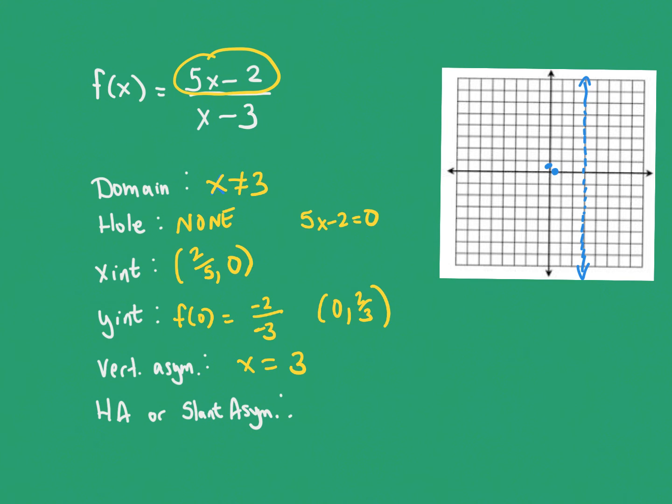And then finally, we have a horizontal or slant asymptote. And remember, that's based on the degree. So the degree of the top is 1, and the degree of the bottom is 1. So we just divide the leading terms. So 5x divided by x is just 5. So we have a horizontal asymptote, no slant asymptote, of y equals 5.